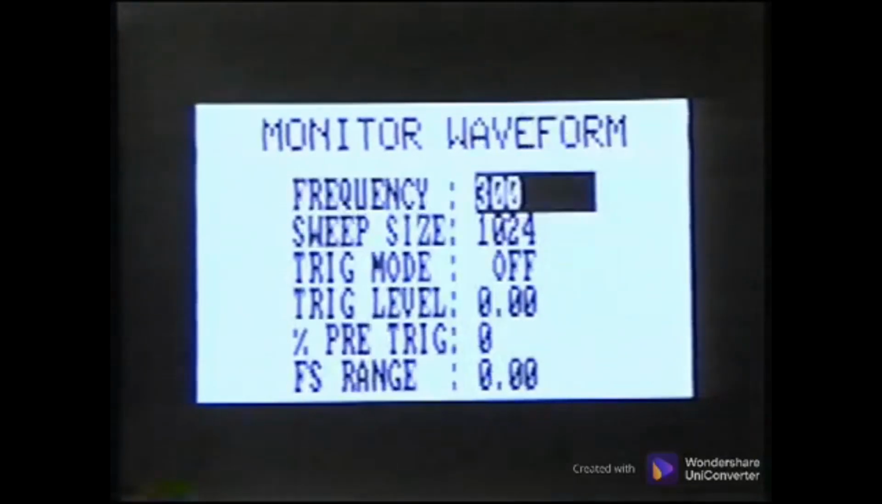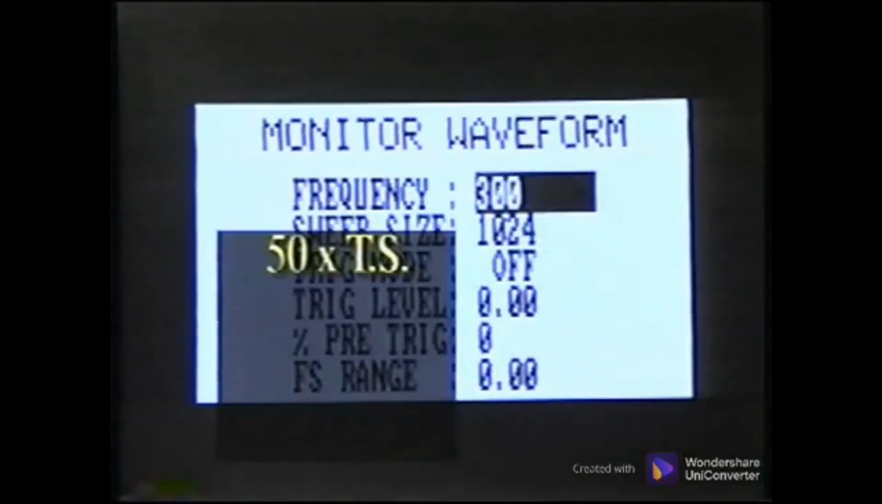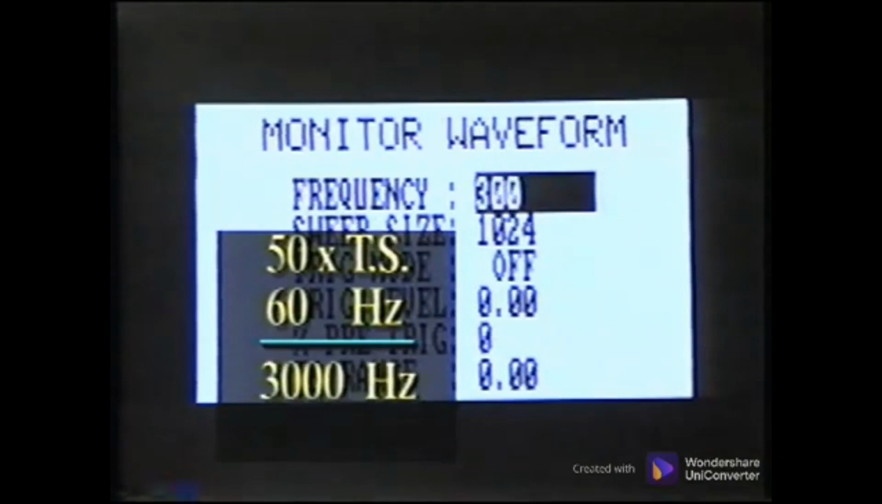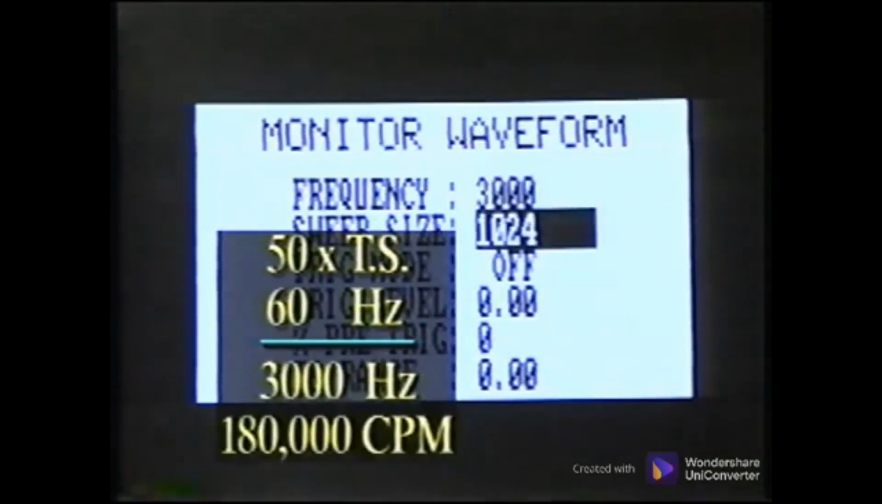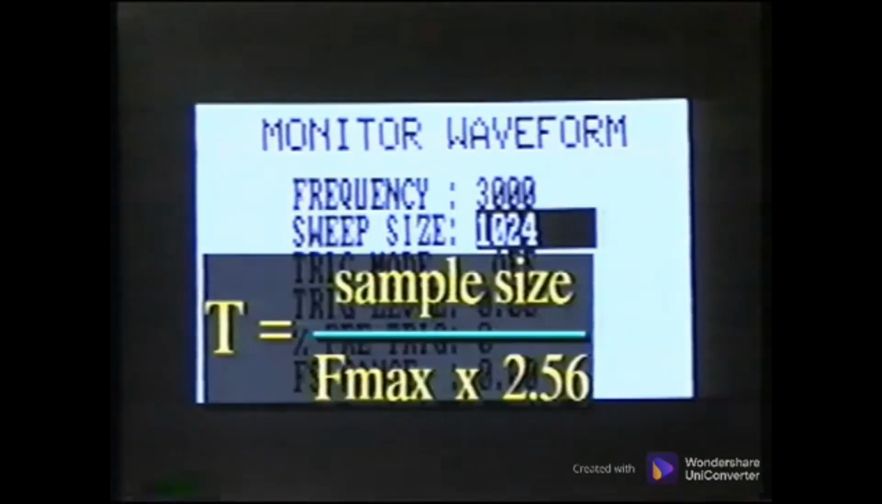Routine data collection may include frequencies to 50 times shaft turning speed. If the shaft speed is 60 hertz or 3600 RPM, the maximum frequency will be 3000 hertz or 180,000 cycles per minute. 2.56 is a constant. This is how much faster the data must actually be sampled to achieve anti-aliasing of the signal.